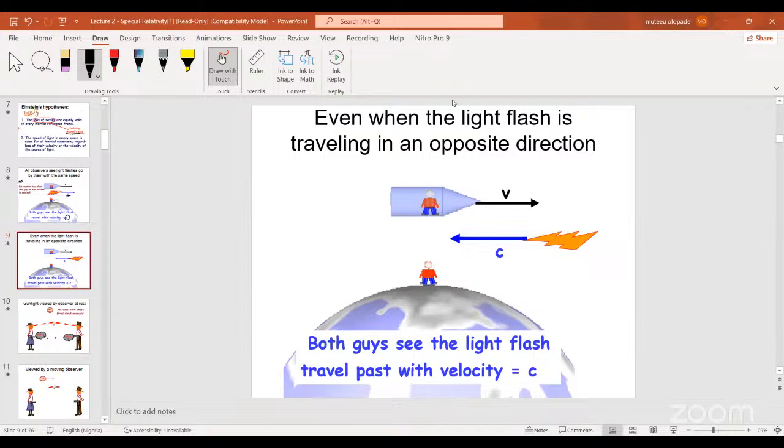Now, even when the light flash is traveling in the opposite direction, you can see this is the opposite direction to the person in the rocket. Both guys see the light flash travel past with the same velocity.